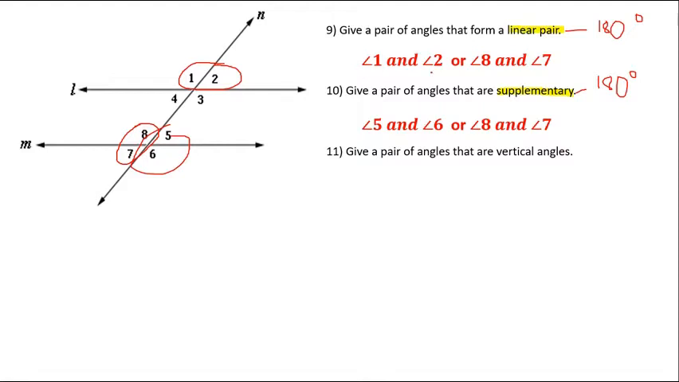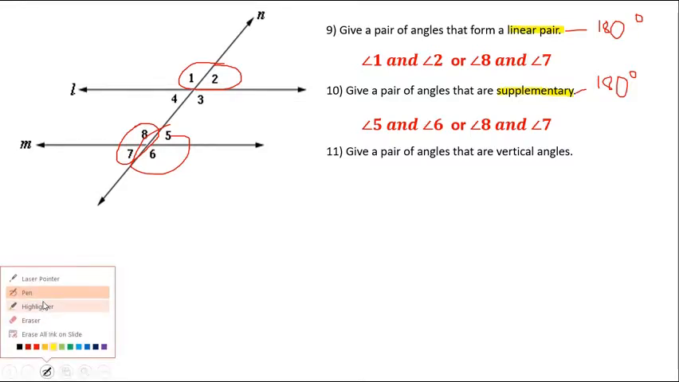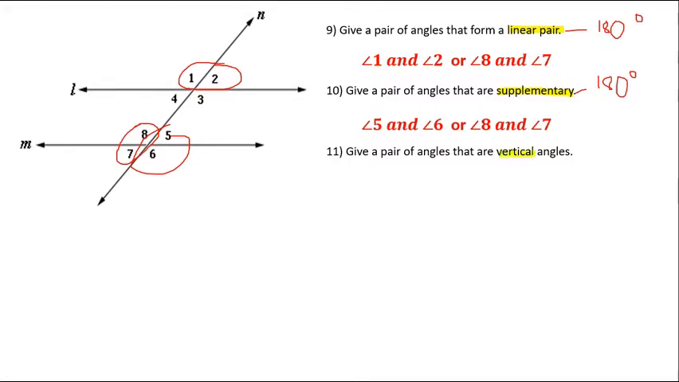Okay, and now give a pair of angles that are vertical. So remember the word vertical, remember they're congruent. Remember the vertical angles are congruent. But when you look at the angles, these angles are across from each other.